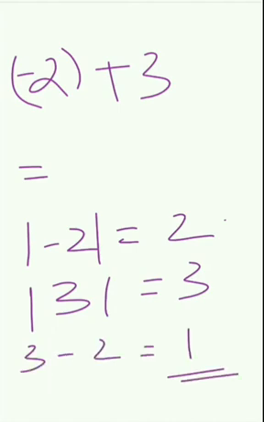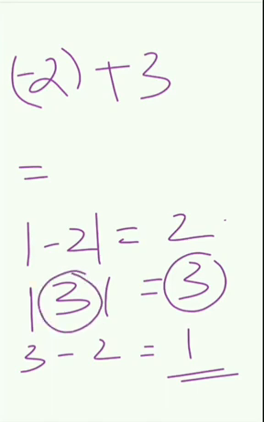Next we need to put the sign of the integer which is having the largest absolute value. Here if you look at the absolute values, you can see that 3 is the largest absolute value and 3 is the absolute value of the number 3, and 3 is having the plus sign. So the answer is plus 1. And this is how we find the sum of two integers which are having different signs.